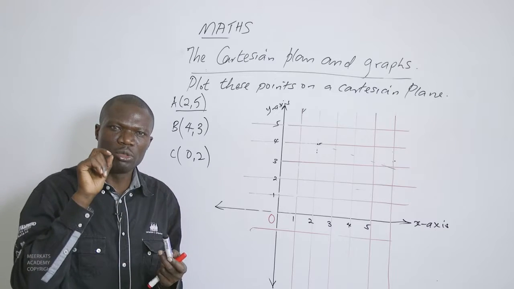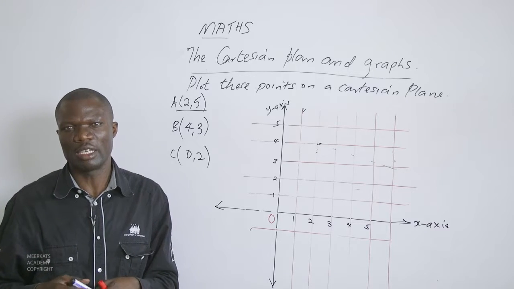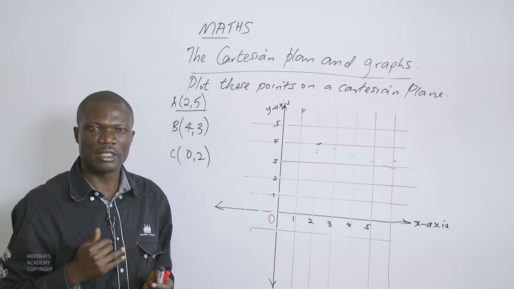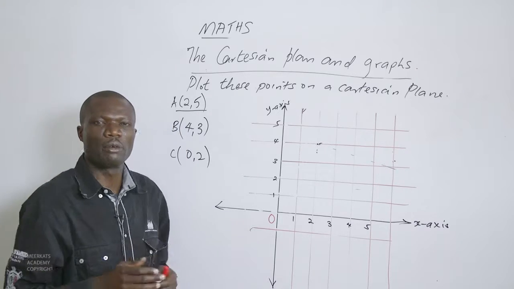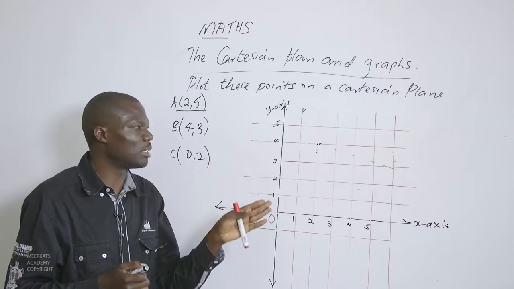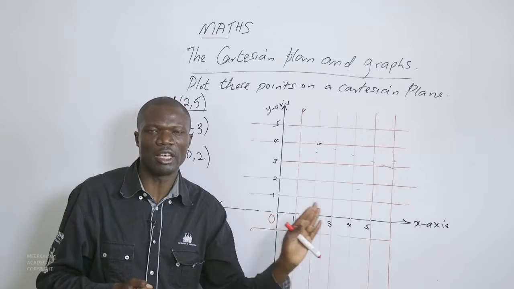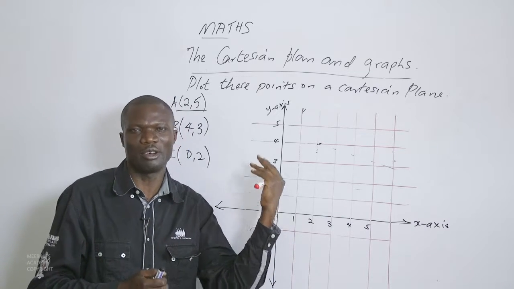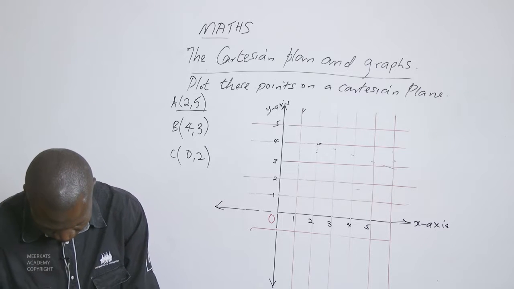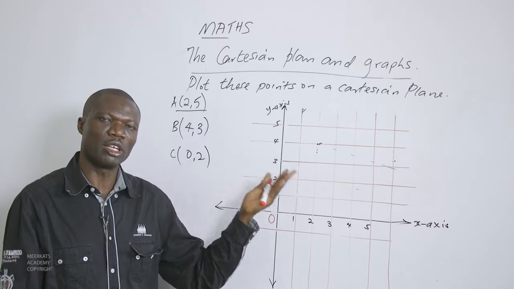For a coordinate to be labeled, we start with the value of the x-axis and then the value of the y-axis. In other words, 2 in this case is the x-axis value and 5 is the y-axis value. And as we said earlier, because we are looking at a point, it simply represents how far that point is along the x-axis and how far the point is along the y-axis. That's what the coordinate normally gives us. So we shall start with the x-axis first and then we read the y-axis.